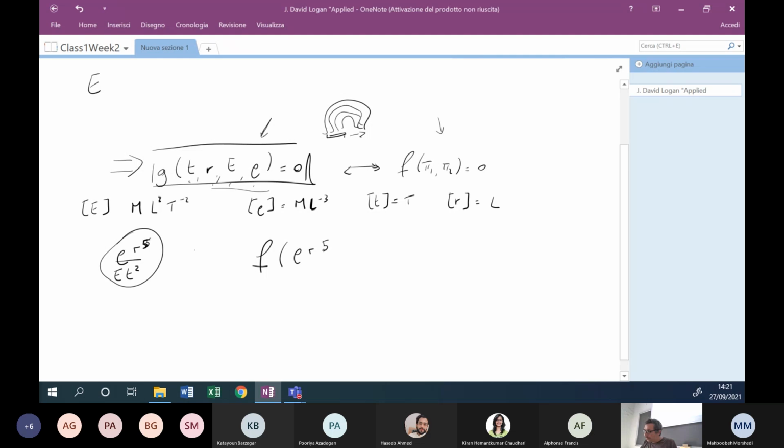to this equation here. Sorry. Yeah. Pi is always adimensional. Pi is by definition dimensionless. Adimensional.